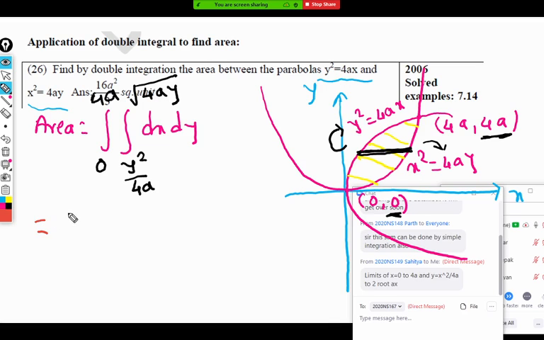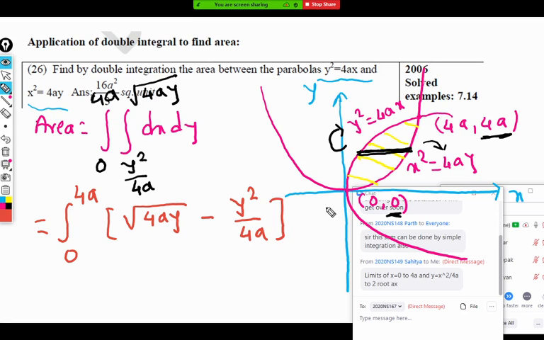If you integrate first with respect to x, the integral of dx is x, and if you put the limits, that comes root 4ay minus y square upon 4a, and we are left with dy only. Now integrate this.